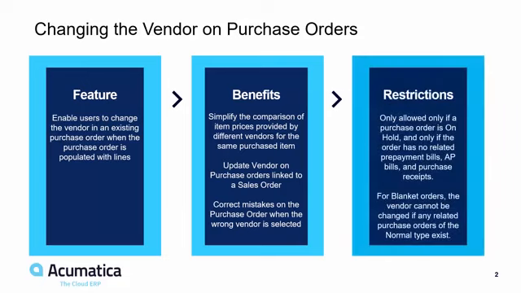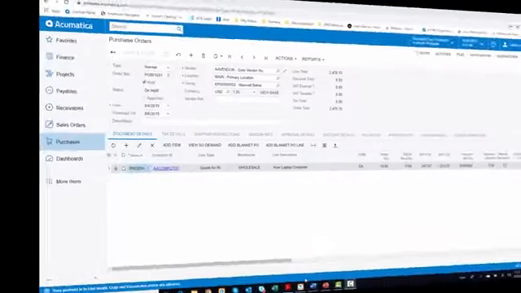Changing the vendor is only allowed if a purchase order is on hold and if the order has no related prepayment bills, AP bills, and purchase receipts. For blanket orders, the vendor cannot be changed if any related purchase orders of the normal type exist.